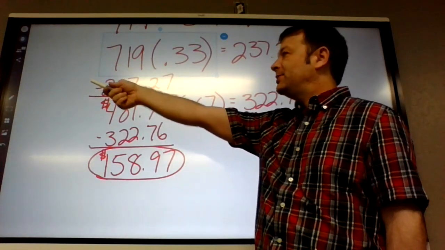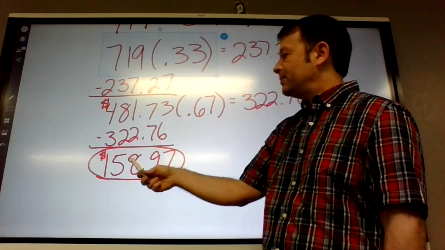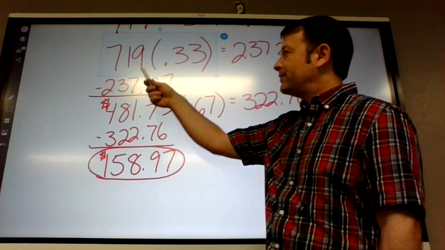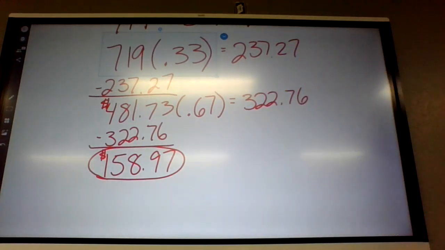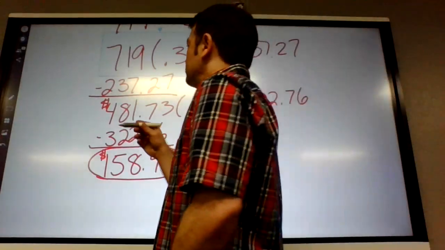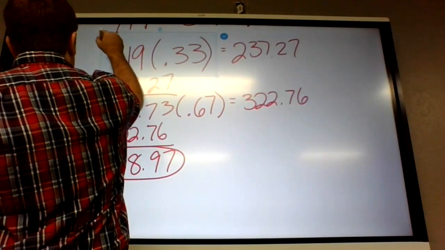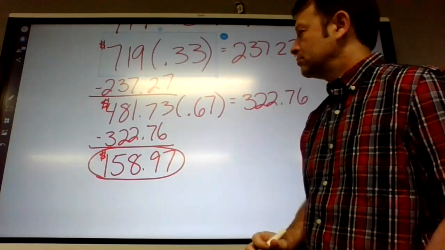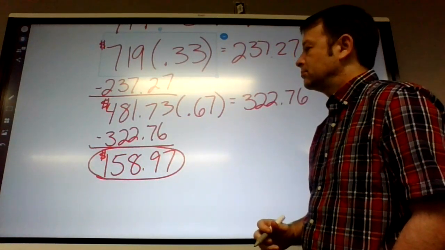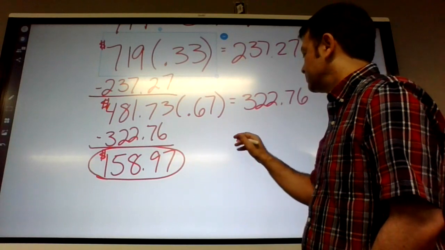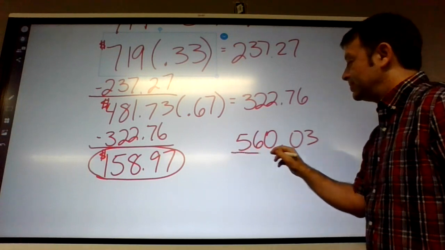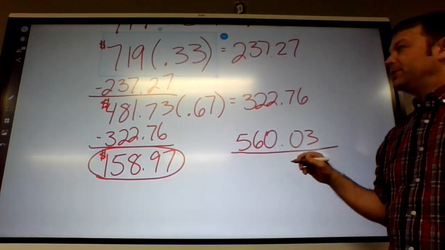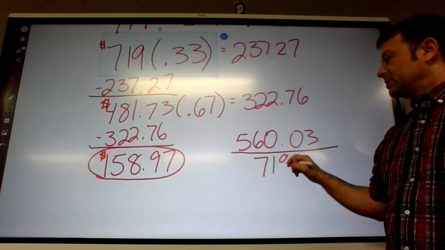Percent change. Change divided by the original. How much did it change from here to here? You'd have to subtract these two. 719 minus 158.97. 560.03. Yeah. Okay, that's the change. Dropped that much. And then the original was 719.